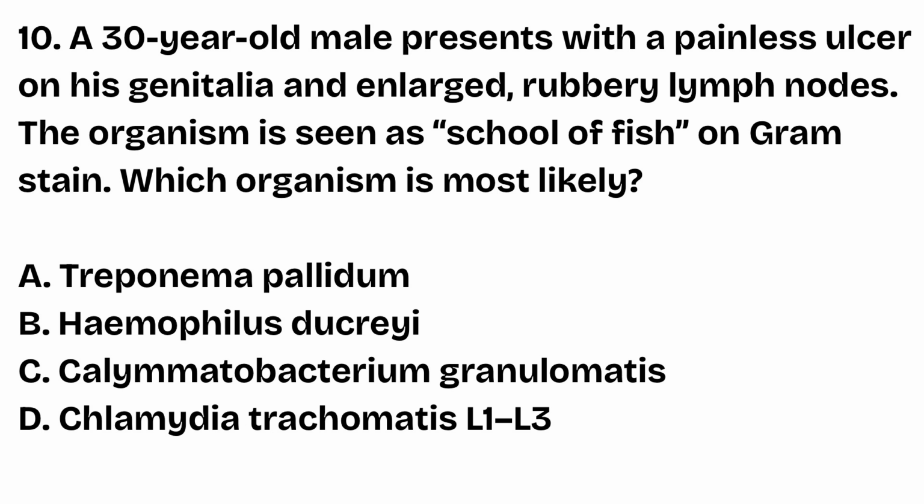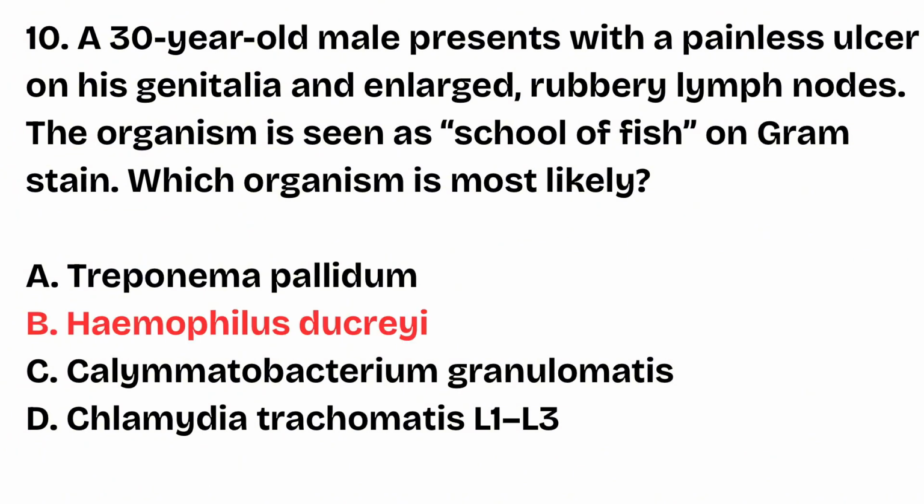Question number 10. A 30-year-old male presents with a painless ulcer on his genitalia and enlarged rubbery lymph nodes. The organism is seen as school of fish on gram stain. Which organism is most likely? Treponema pallidum, Haemophilus ducreyi, Calymmatobacterium granulomatis, Chlamydia trachomatis L1 to L3. The right answer is option B, Haemophilus ducreyi.